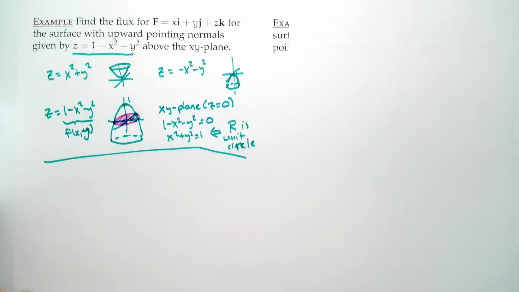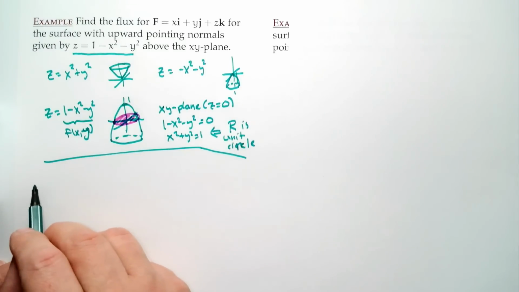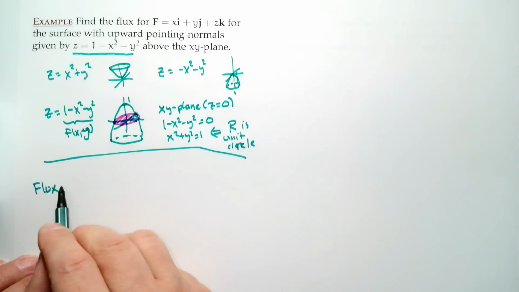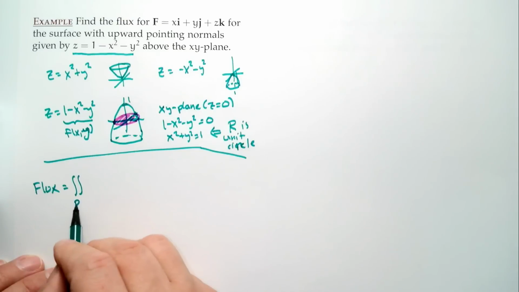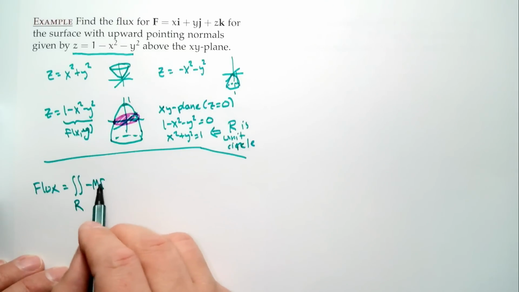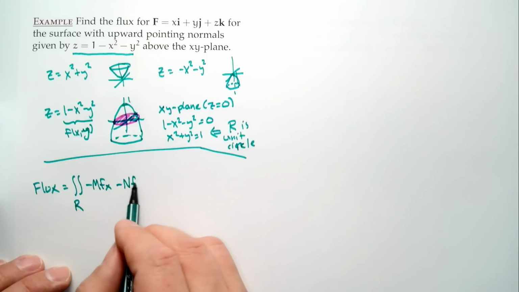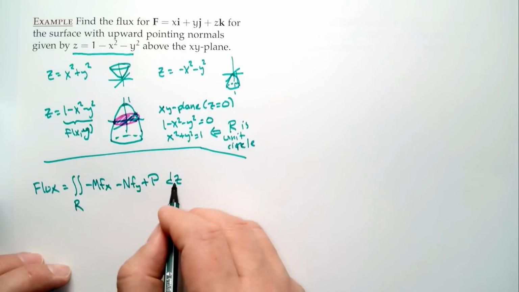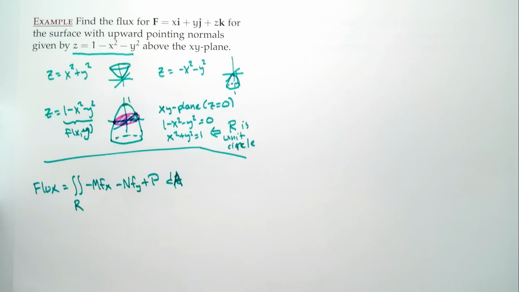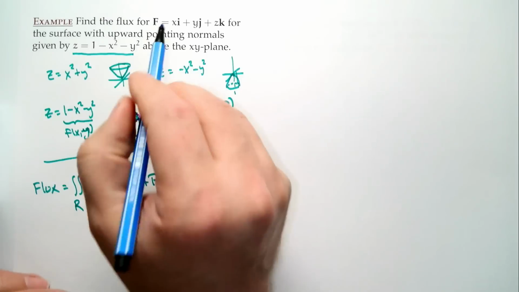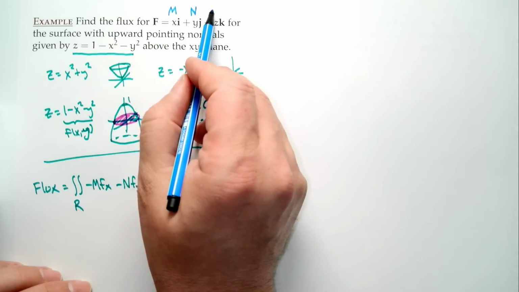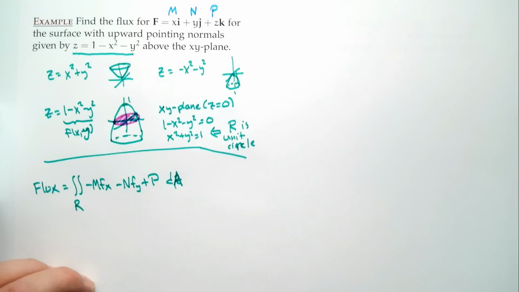So let's see where we go. So we're going to have our flux is the integral over our region of minus m fx minus n fy plus p dA. Now I'm just writing down the generic formula. So when we talk about m and p, that's these pieces here. M is x, n is y, and p is z.